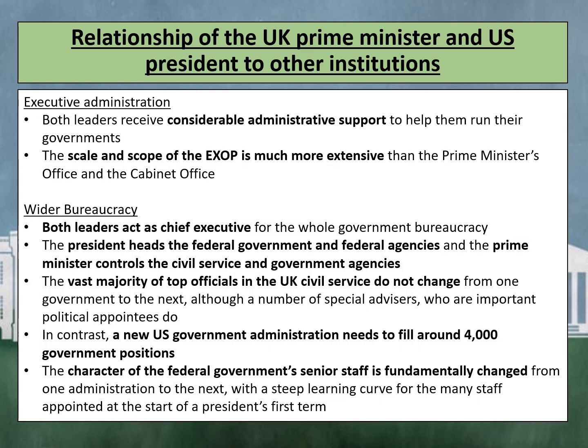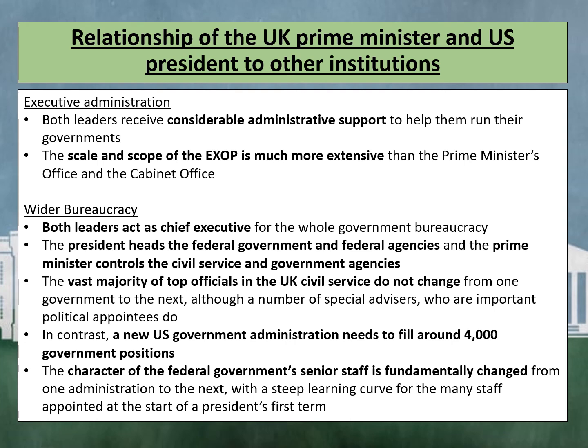We also have the relationship with the executive administration. Both leaders receive considerable administrative support to help them run their governments. The scale and scope of the EXOP, though, is much more extensive than the Prime Minister's office and the Cabinet Office. And lastly, we have wider bureaucracy. Both leaders act as chief executive for the whole government bureaucracy. The President heads the federal government and federal agencies, and the Prime Minister controls the civil service and government agencies.